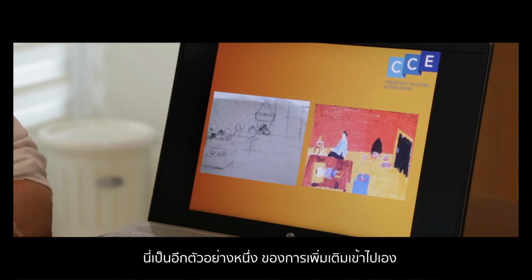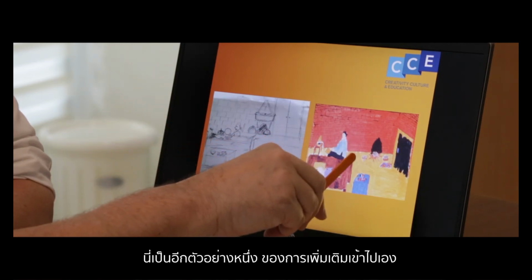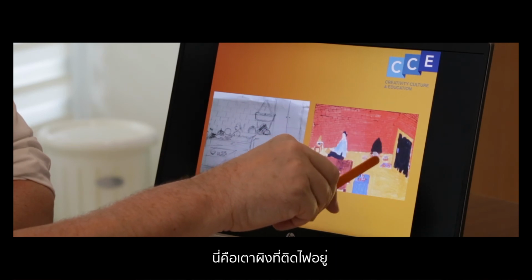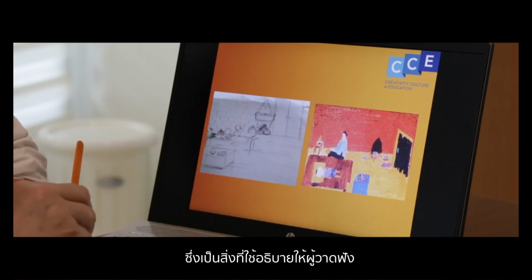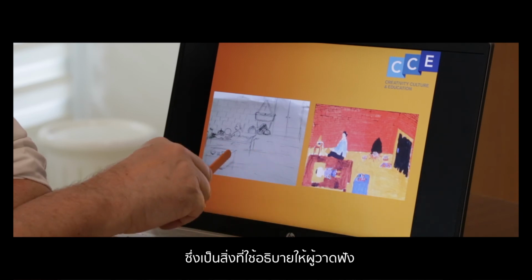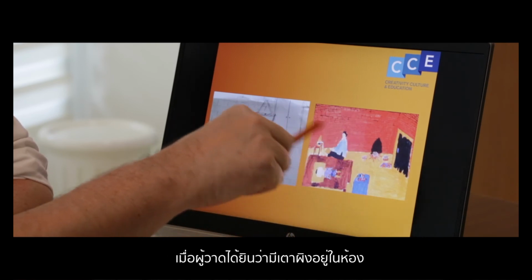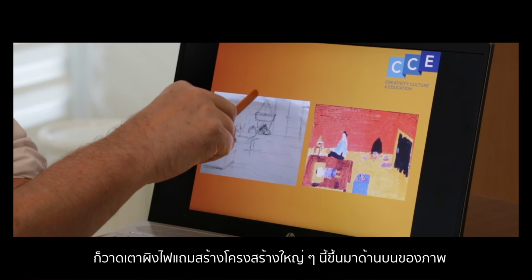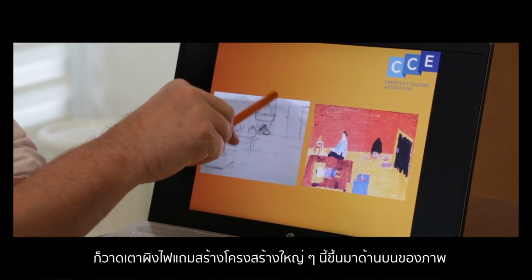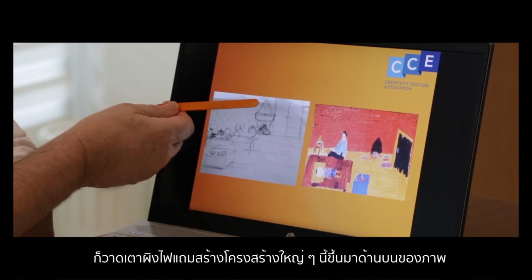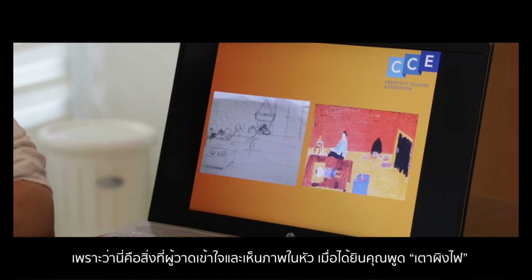Over here is another example of adding. Here is a fireplace with a little fire going, and this is being described to the person drawing. And when they hear fireplace in a room, they think fireplace, and they create this whole big structure up here, because that is what they understand and see in their mind when you say fireplace.